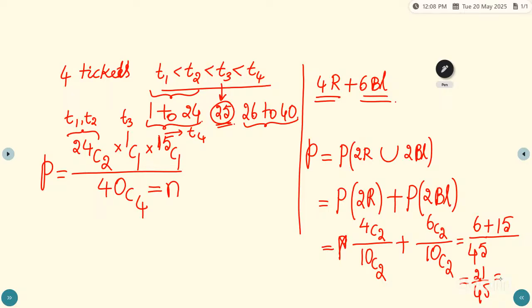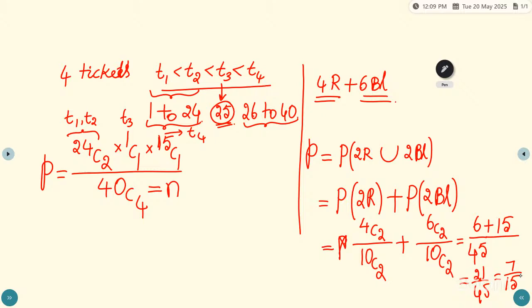Anything else? 3 15s, 7 by 15. Okay, so the theorem is correct. Either-or at the same time, same case, then you have to use the addition theorem on probability. While using the addition theorem, you need to observe whether they are mutually exclusive or not mutually exclusive.